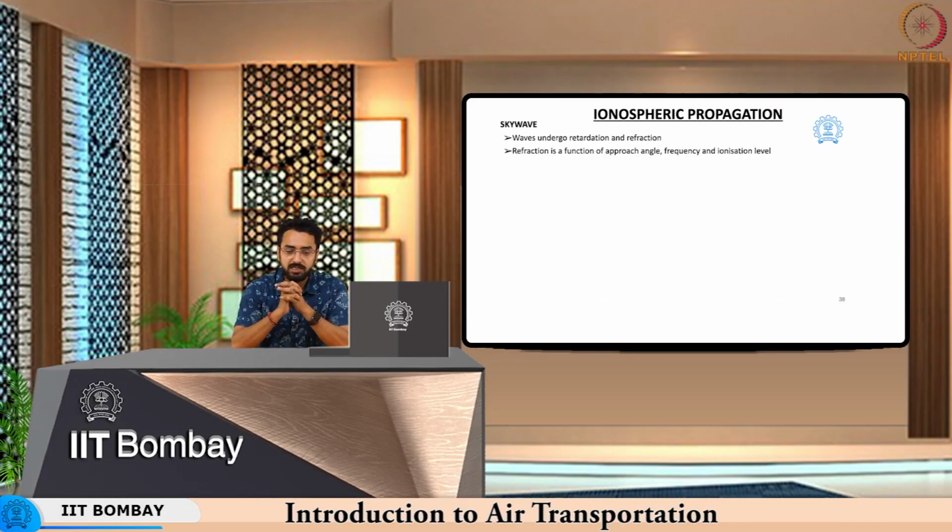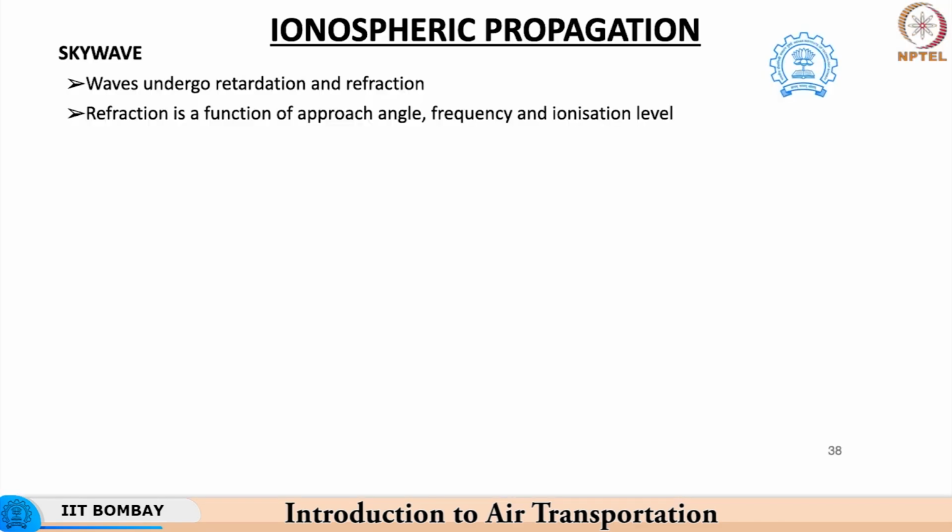The sky waves, as I mentioned to you, are made up of two components. The first component is the wave which is transmitted from the aircraft and gets reflected back by the ionosphere. The second is the waves that come from the satellites. So, when we are talking about the sky wave, these waves undergo retardation and refraction, and so let us understand this in a more elaborate manner.